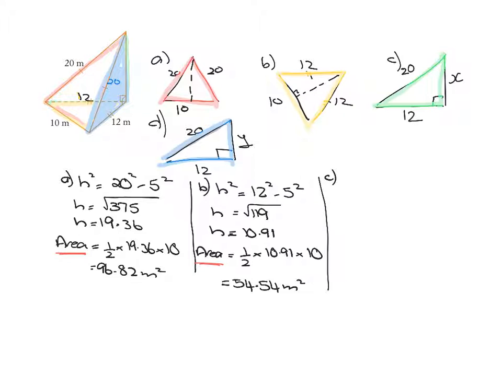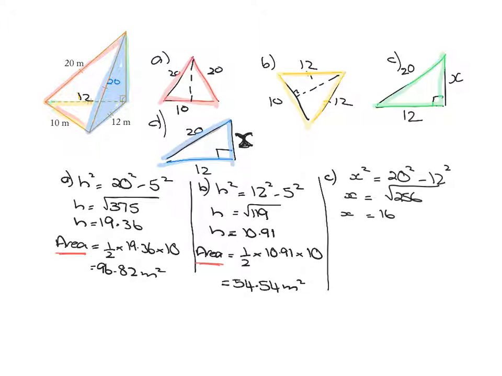Lucky for us with the next one, they've both got the same dimensions. So when I go to find x and y, which I'm actually now going to change both to x, I can do the same thing. So I've got x squared equals the hypotenuse, which is 20 squared, minus one of the short sides, which is 12 squared. And of course that gives me x equals the square root of 256. Square root 256, and I get x equals 16.